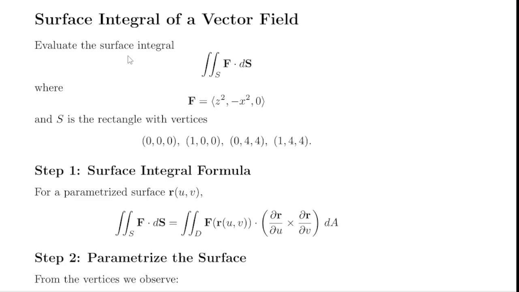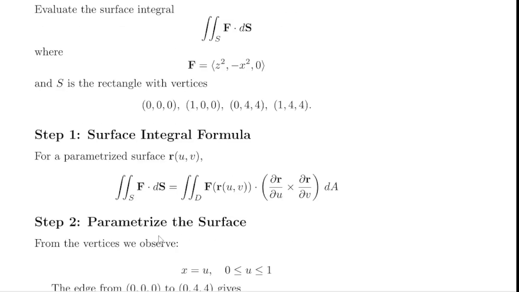In this video, we're going to evaluate the surface integral, where F is ⟨z², -x², 0⟩, and S is the rectangle with vertices at the origin (0, 0, 0), (1, 0, 0), (0, 4, 4), and (1, 4, 4). The formula we're going to be using for the surface integral is F of r(u, v) dotted with the cross product of the partial of r with respect to u and the partial of r with respect to v. So let's first parameterize the surface.